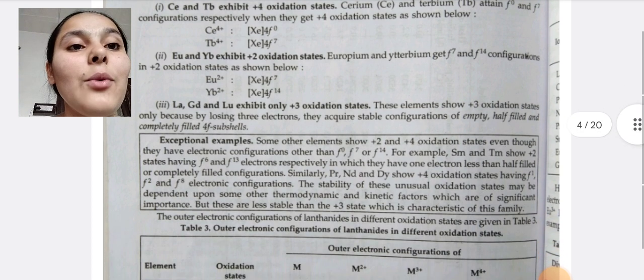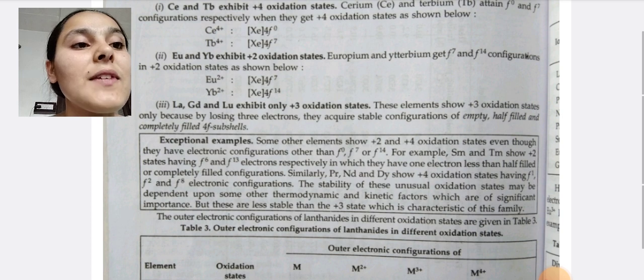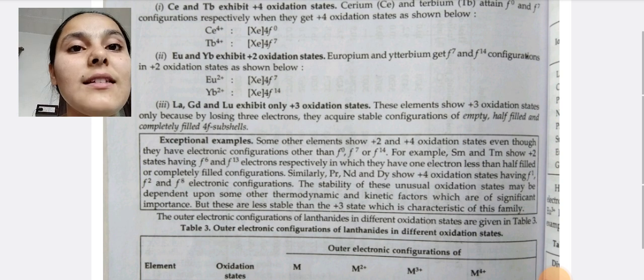La, Gd and Lu exhibit only +3 oxidation state. These elements show +3 oxidation state only because, by losing 3 electrons, they acquire the stable configuration of empty, half-filled and completely filled f subshells.